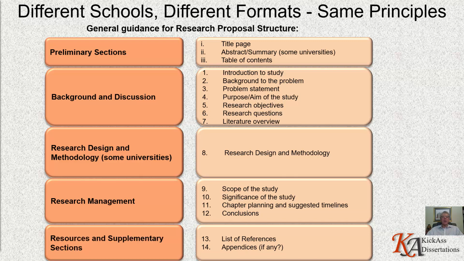And then lastly, your resources that you've used for your research proposal and supplementary sections, and typically it will consist of the list of references and also perhaps appendices, although it's generally not encouraged to use appendices, but you can if you have to. Good, so these are the sections that we will cover.